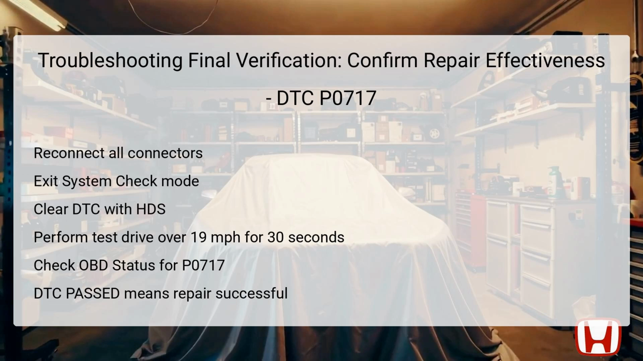A past reading confirms that the circuit no longer exhibits faults. If the DTC passes, the initial problem is resolved. Otherwise, further diagnosis may be required to find hidden issues.